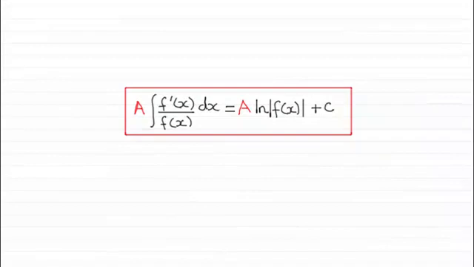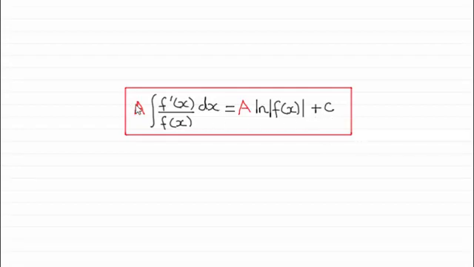Hi. Now if you watched the previous video in this series and you're on my website, you'll know that we talked about this particular type of integral where we've got in the denominator some function of x, f of x, and then in the numerator we've got the first differential of f of x. And if you integrate that with respect to x, you end up with the result natural log of the mod of f of x plus some constant c.